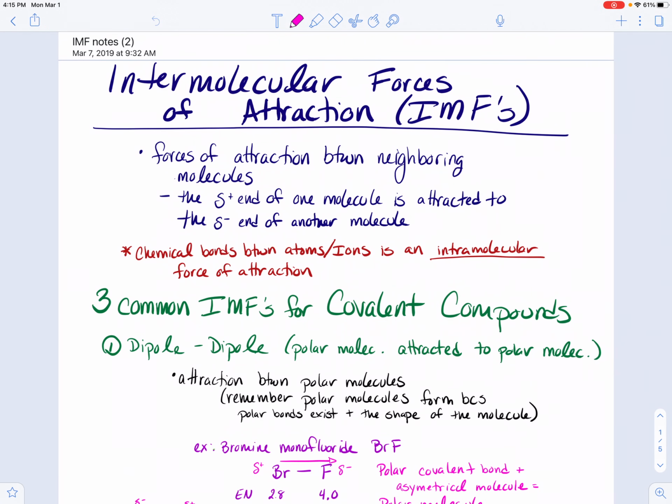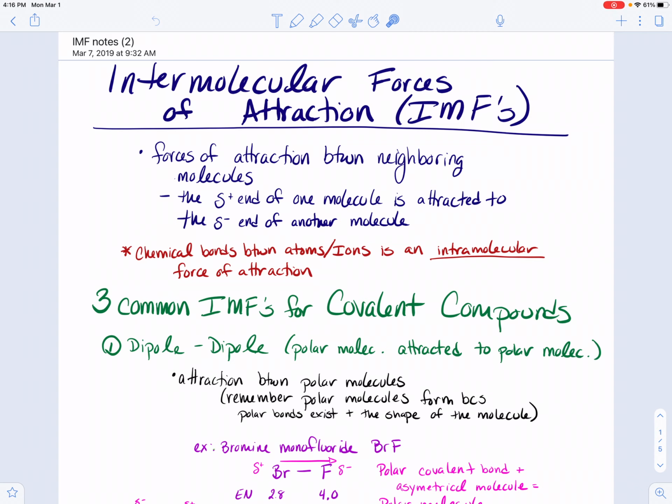These notes are going to go over intermolecular forces, also known as IMFs. We're going to be concentrating on intermolecular forces of covalent compounds. This is the force of attraction between neighboring molecules. This would often be because of a partial positive end of one molecule attracting the partial negative end of another molecule. Intermolecular forces mean attraction between neighboring molecules.